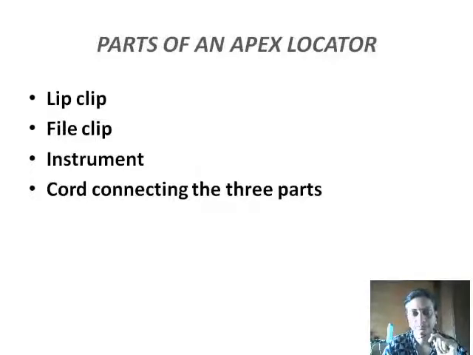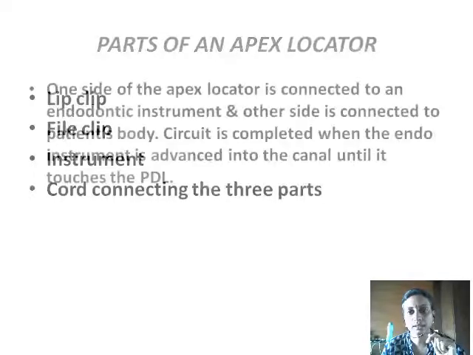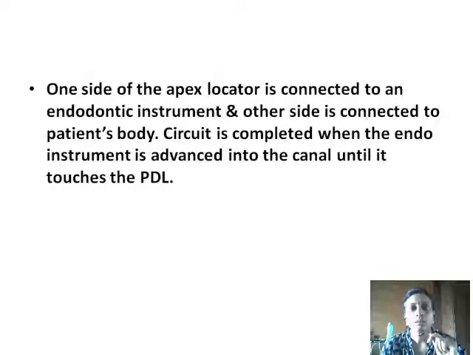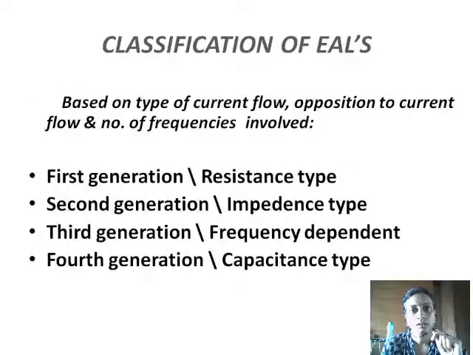Now, the apex locator consists of a lip clip, file clip, instrument, and a cord connecting all these three parts. One part of the apex locator is connected to an endodontic instrument and the other side to the patient's body. The circuit is completed when the endo instrument is advanced into the canal until it touches the periodontal ligament. So this is the basis of the apex locator based on the current flow.